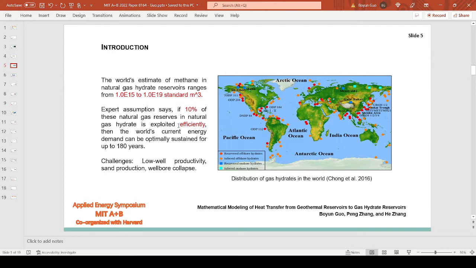Currently, the challenges in gas production from natural gas hydrates include low well productivity, sand production, and wellbore collapse. All of them are related to the production method called depressurization. If we use heat to dissociate natural gas hydrate, it's not economical. It costs too much money. So in this study, we're going to use geothermal heat to stimulate gas hydrate reservoir.